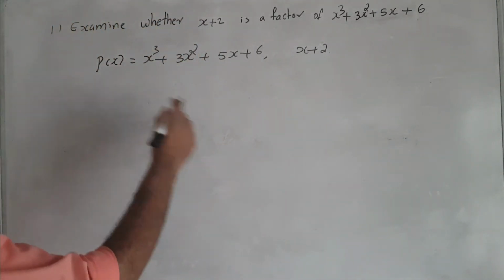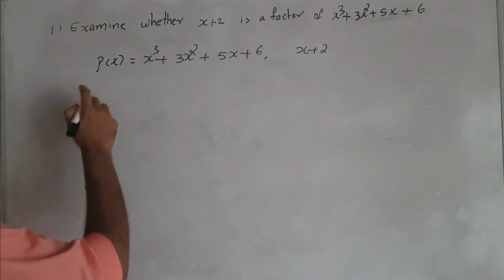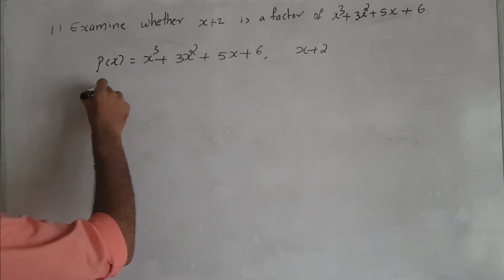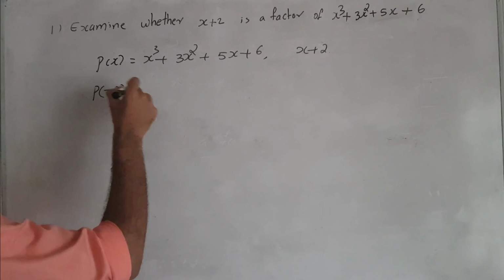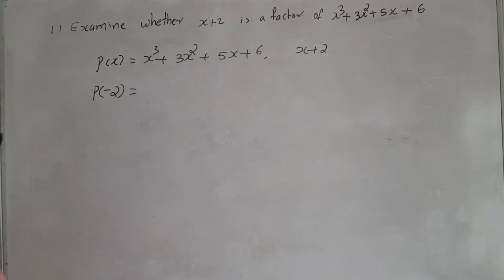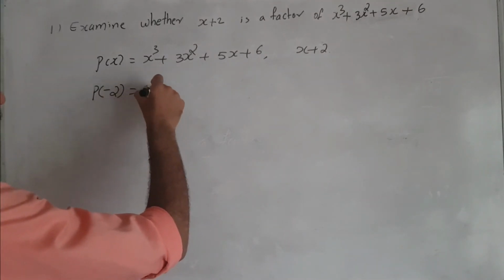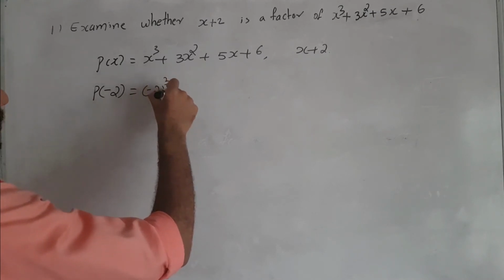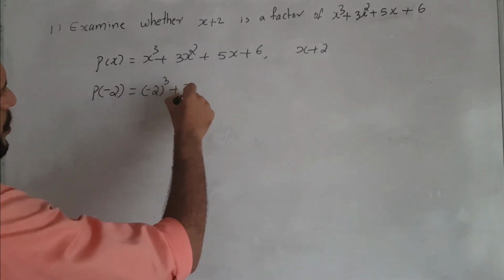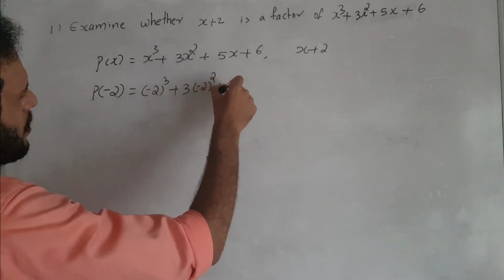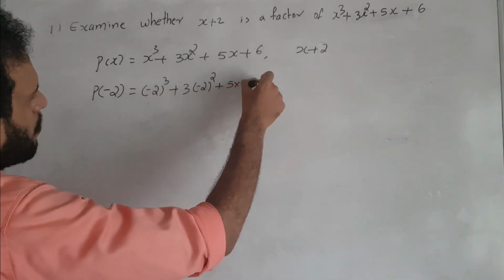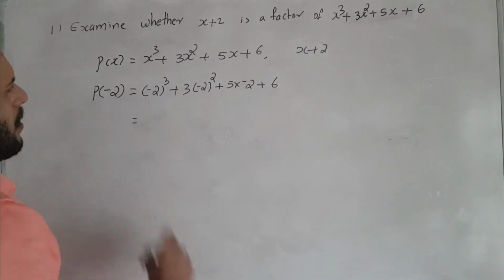So next we find the value of the remainder. What is the value of the remainder? That one is p of minus 2. Then p of minus 2 is equal to minus 2 cube plus 3 into minus 2 square plus 5 into minus 2 plus 6.